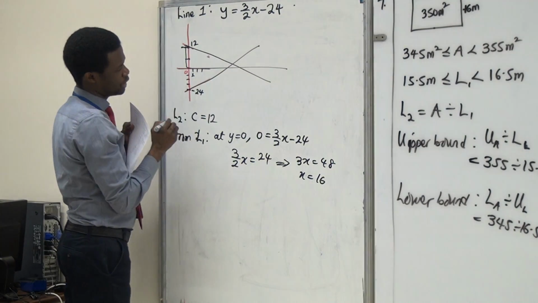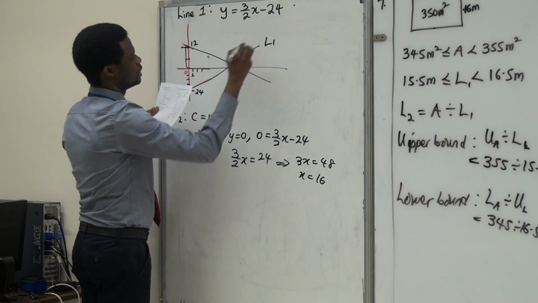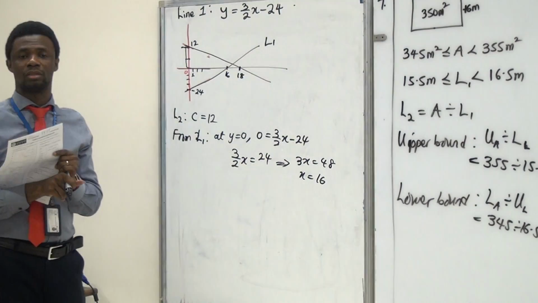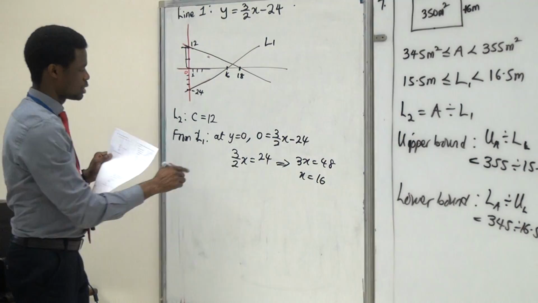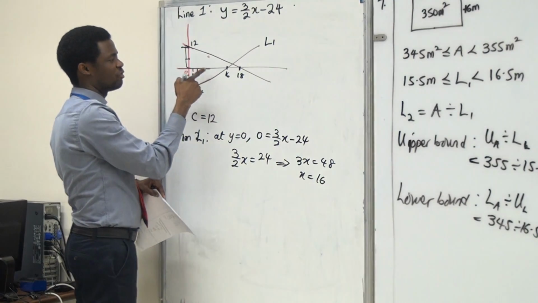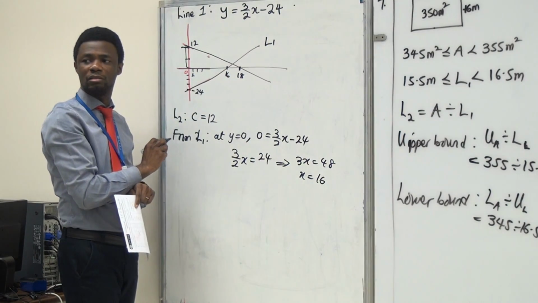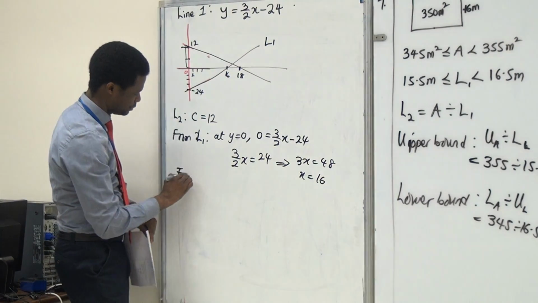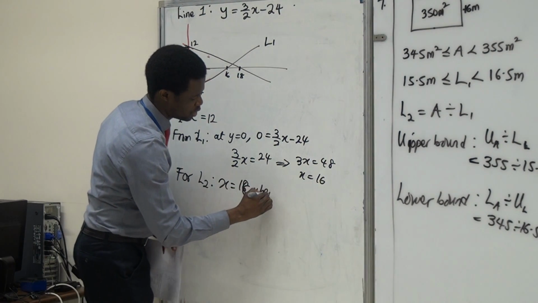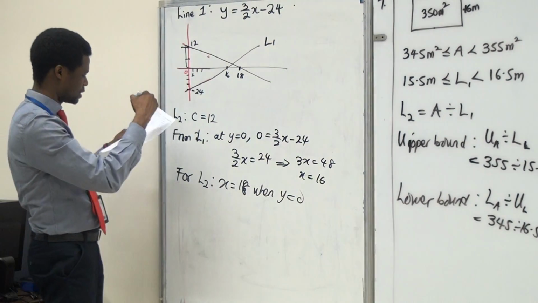So which one is the 16? 16 is the straight line, L1, right? So this is 16. Then the next line is where L2 meets. That's 18. Thank you for that. Does it make sense, everyone? Yes. So this is for L1: x is 16. If you count, each of them is 2 units. Then for L2, x must be 18. So for L2, x is equal to 18 when y is equal to 0. That's what she's trying to say. Thank you for that. I didn't say that initially.